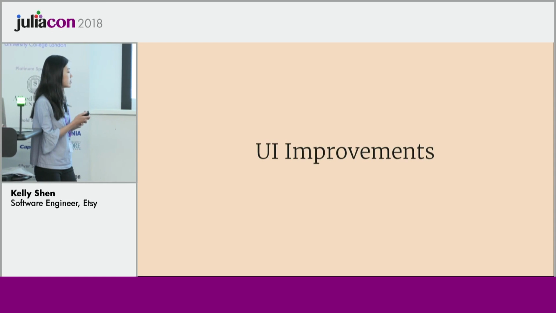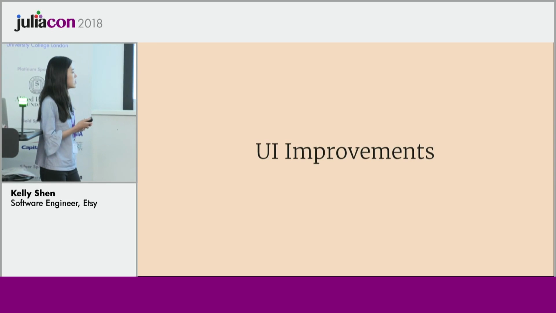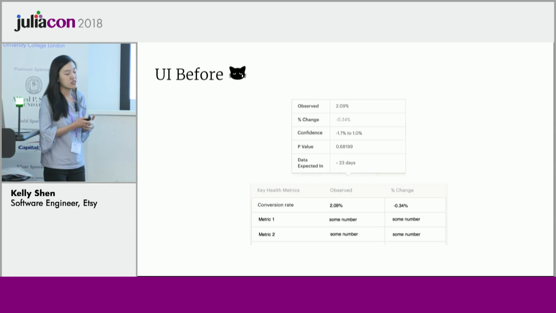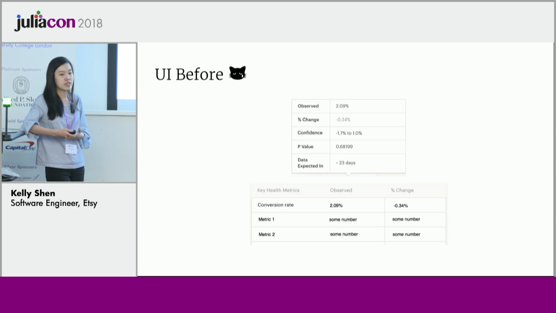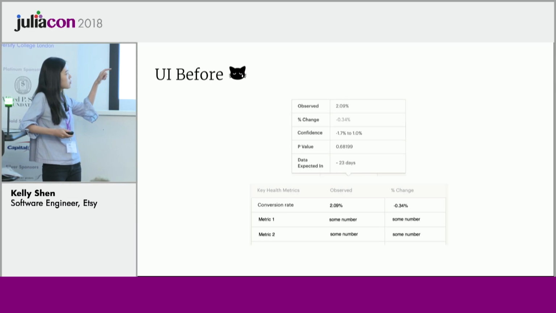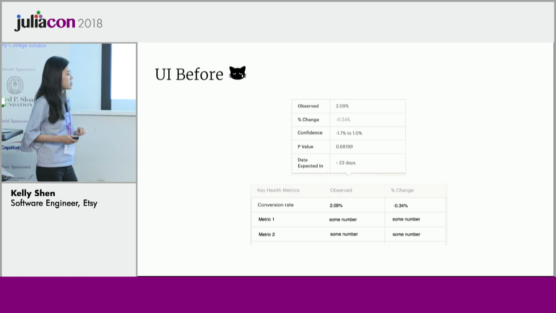We also did some user interface changes to try to prevent our users from peeking at their data. In addition to p-value, in A/B testing, we also really care about power and confidence interval. Power is the probability that if there is an effect of a certain magnitude, we would correctly reject the false null hypothesis. Before, we did not include the actual power in the table, and we just showed the data expected in, which that parameter depends on power.